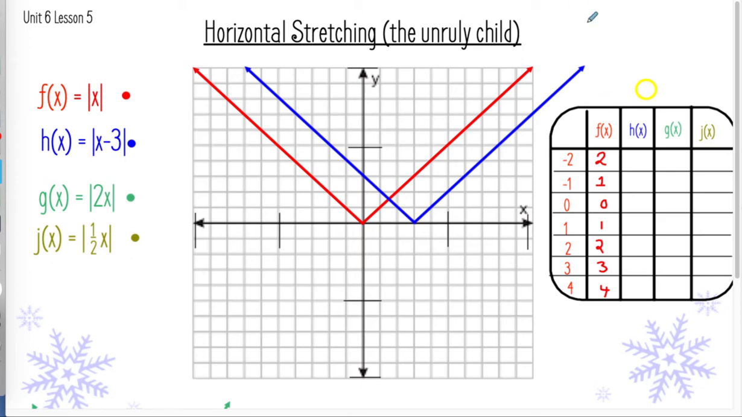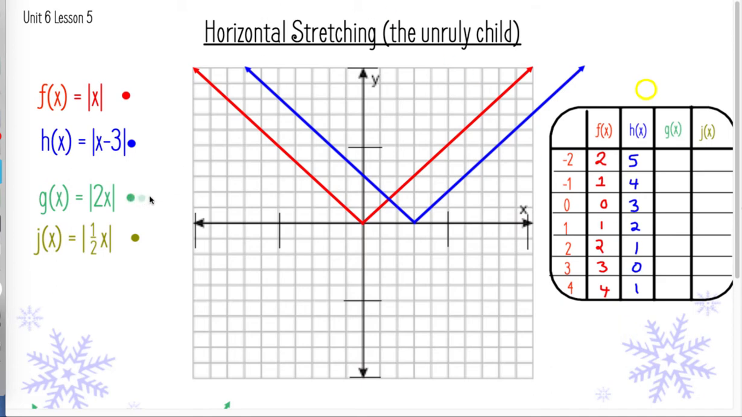Okay, h told me to subtract 3 from x first, then take the absolute value. So if I put in negative 2 minus 3 is negative 5, absolute value is 5. Negative 1 minus 3 is negative 4, absolute value is 4. This would be 3, this would be 2. 2 minus 3 is negative 1, which is 1. And then 3 minus 3 is 0, and 4 minus 3 is 1. Now I'm going to come back to that chart in a minute, but let's just keep going here.